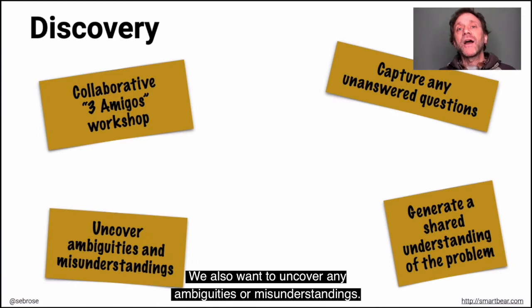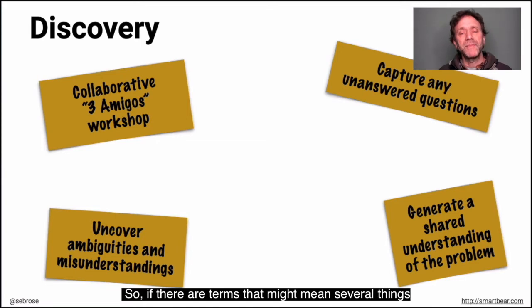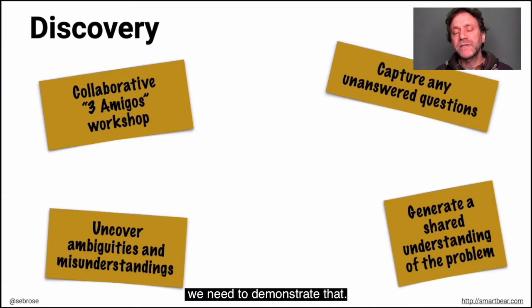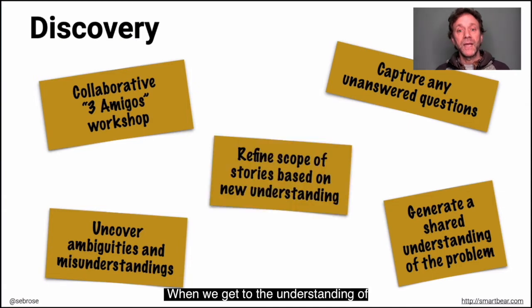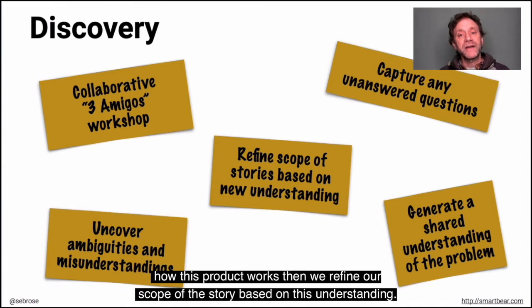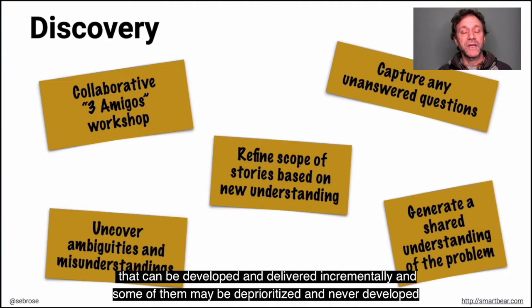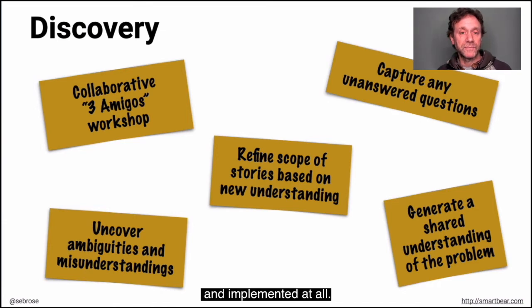We also want to uncover any ambiguities or misunderstandings. So if there are terms that might mean several things, or terms that mean different things to different people, we need to demonstrate that. And when we get to the understanding of how this product works, then we refine our scope of the story based on this understanding. So the story that comes to the discovery session may then be split into multiple smaller stories that can be developed and delivered incrementally. And some of them may be deprioritized and never developed and implemented at all.